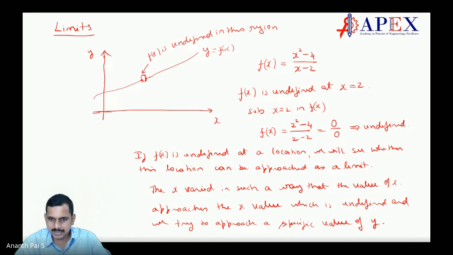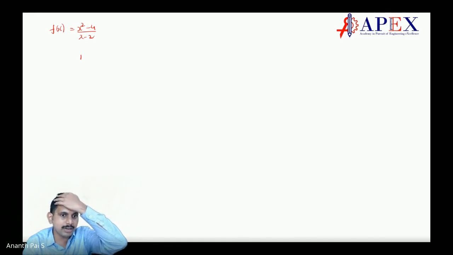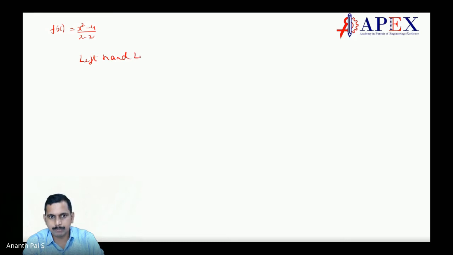Next, let us take an example of this only, and we will see how we approach this as a limit. For example, what is f of x? We know f of x is x square minus 4 divided by x minus 2. Let us say there is something called left hand limit. We approach things from the left hand side of the screen. And then we have right hand limit.